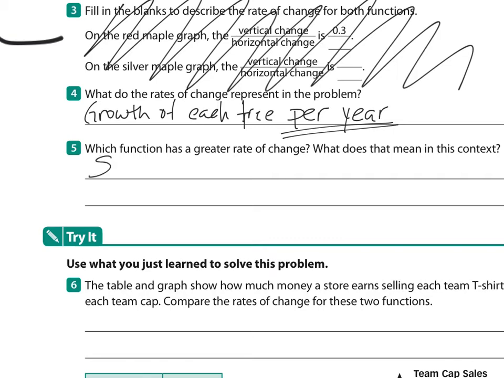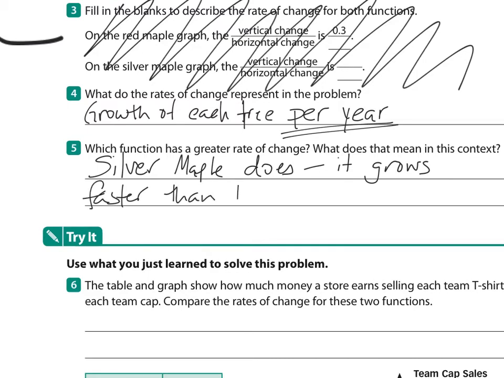The silver maple does. What does that mean? Well, that just means it grows faster than the red maple, right? It grows faster, all right, than the red maple tree. Super. Okay.